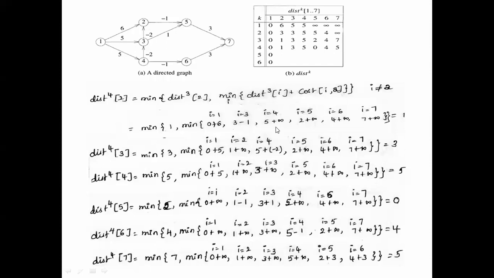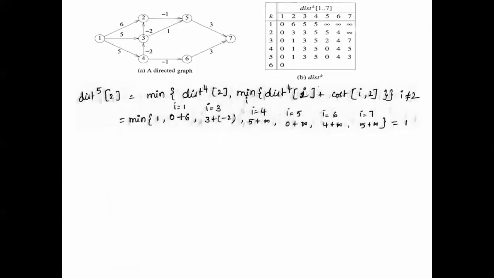it has got updated to 7 previously. Now the minimum value is 7, minimum of 0 plus infinity, 1 plus infinity, 3 plus infinity, 5 plus infinity, then 2 plus 3. From 5 we have an edge to 7, right? So 5 to 7 it is equal to 3. So 2 plus 3, and then 6 to 7 it is equal to 3. 4 plus 3, the minimum value is 2 plus 3, 5.